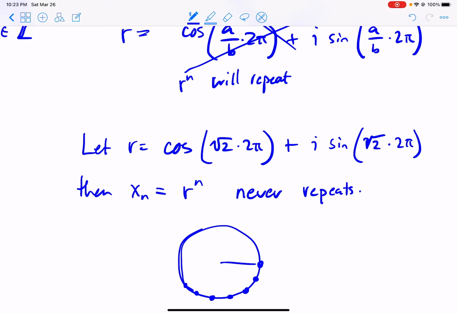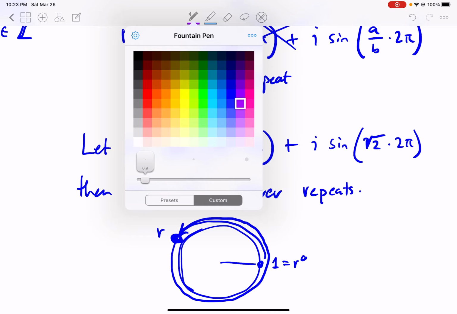Or it's probably not going to, yeah, I think so. So I'm doing like 1.4 times 2 pi. So I'm thinking, oh, I go a whole 2 pi and then another 0.4 of 2 pi. Okay, so maybe I'm actually here. Then I go a whole, so this would, if this is 1, that's equal to r to the 0. Then here's r. Then where is r squared?